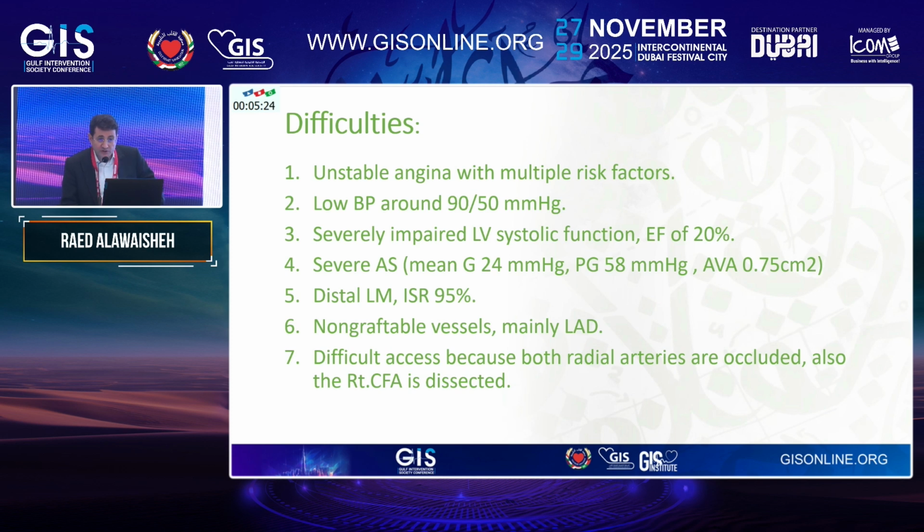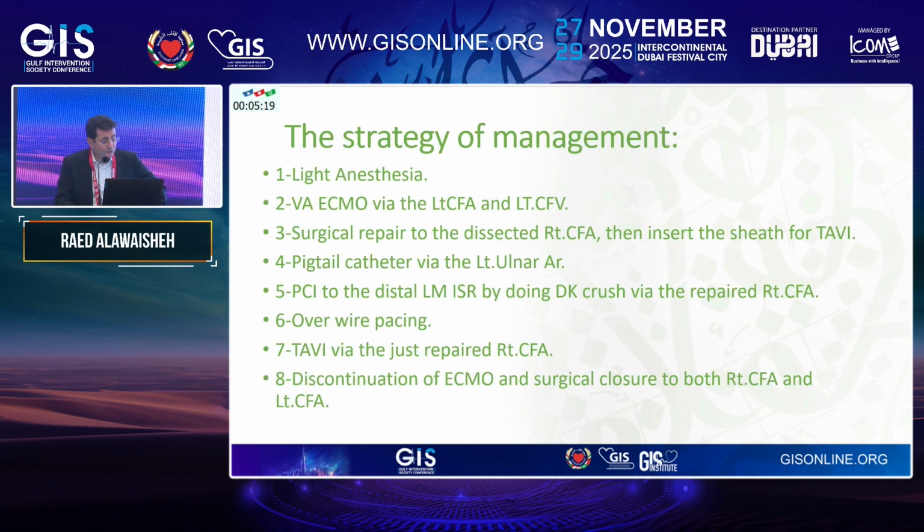Our strategy, after discussing the case with the surgeon and deciding the best plan for him, is to go with induction of anesthesia, and then VA ECMO from the left side, so we will be able to do something. After that, surgical repair by the surgeon of the right common femoral artery, so we can insert the sheath for TAVI, and have the pigtail catheter, which you need for TAVI, through the left ulnar artery.